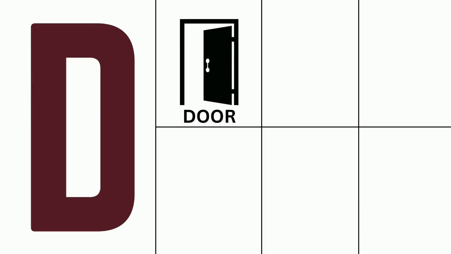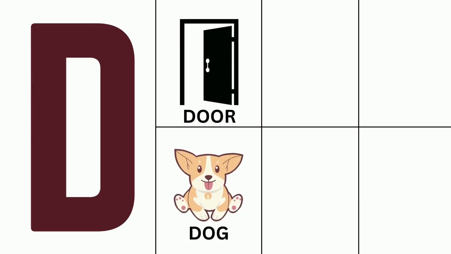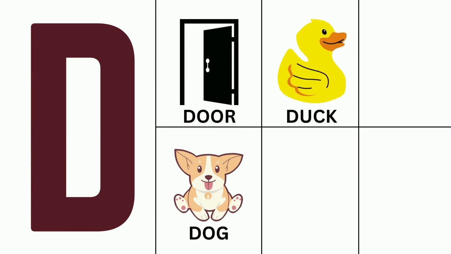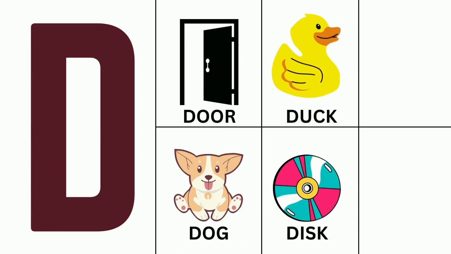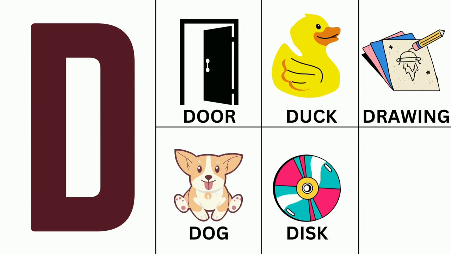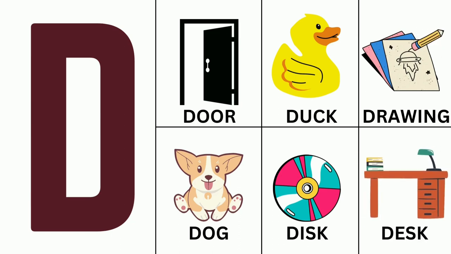D. Let's learn the words that start with D. D for door. D for dog. D for duck. D for desk. D for drawing. D for desk.